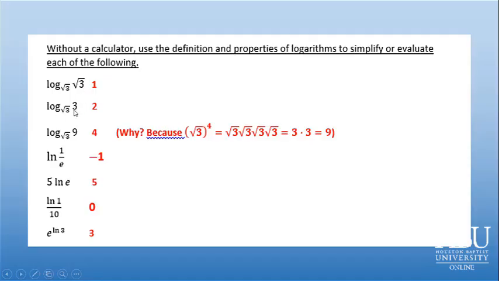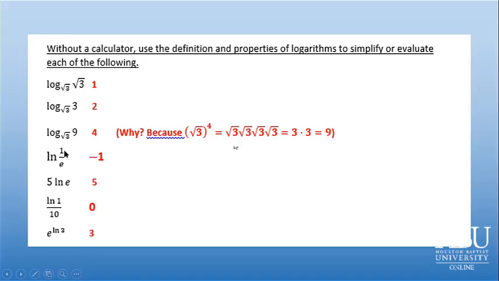The logarithm of 3 to the base square root of 3 would be 2, because square root of 3 squared equals 3. The logarithm of 9 to a base square root of 3 would be 4. Why? Because square root of 3 to the 4th power is square root of 3 times square root of 3 times square root of 3 times square root of 3. Square root of 3 times square root of 3 is 3. This square root of 3 times square root of 3 is also 3, and 3 times 3 is 9. So since square root of 3 to the 4th power is 9, the logarithm of 9 to base square root of 3 would be 4.